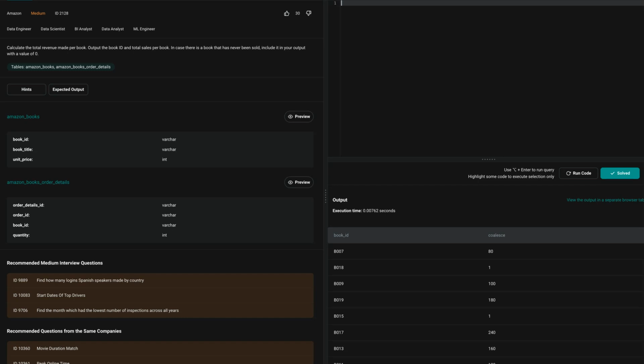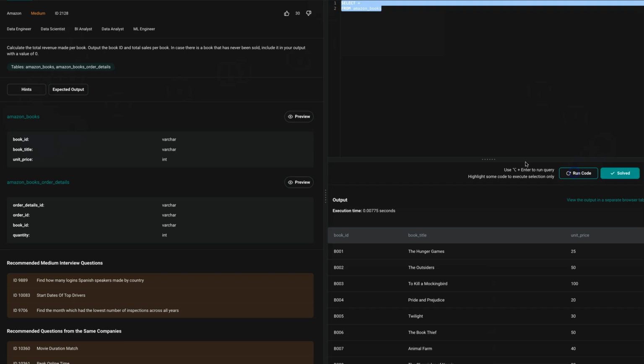We have two tables here, Amazon books and Amazon book order details. The first one, let's see what's in that table. I think in this table we have all the books that Amazon has. No information about the order, but all the books that we have at Amazon, or just a subset of those books. Let's run it. As you can see, we have the book ID, the book title, and the unit price. And all that information is here too, the metadata of the book.